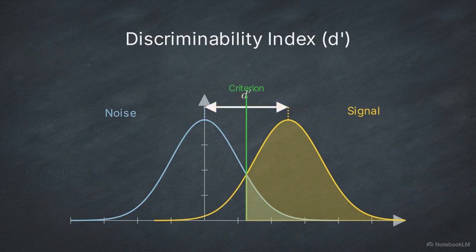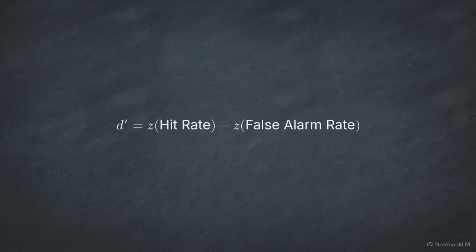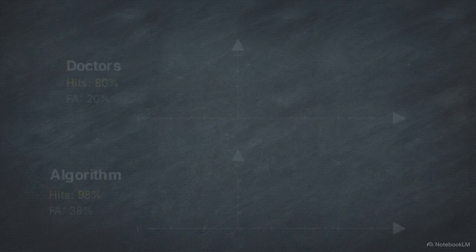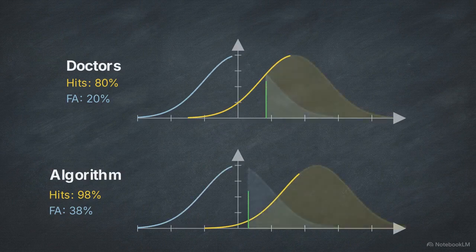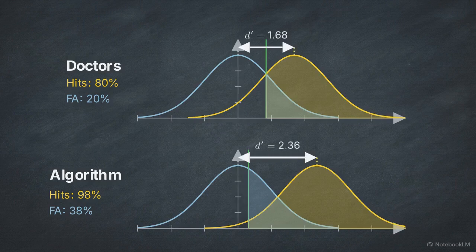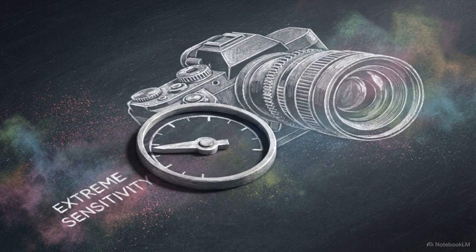To resolve the X-ray paradox, we convert our percentages into z-scores, standard deviation units that measure how far a result sits from the mean. Even with a high false alarm rate, the machine's 98% hit rate creates a much larger statistical gap from its noise curve than the doctors achieved. This yields a D' of 2.35 for the algorithm, compared to only 1.68 for the humans. The machine is objectively the better sensor. It was merely operating with a heavily biased threshold.